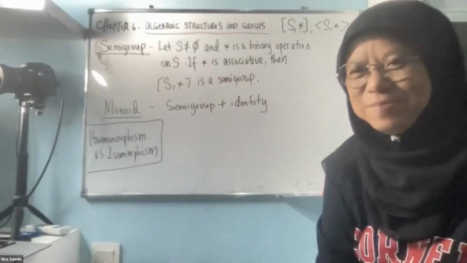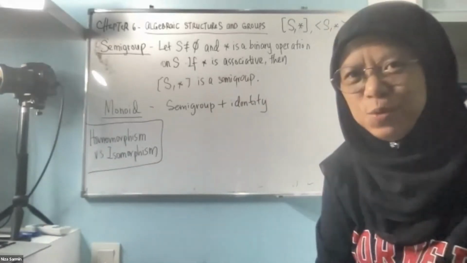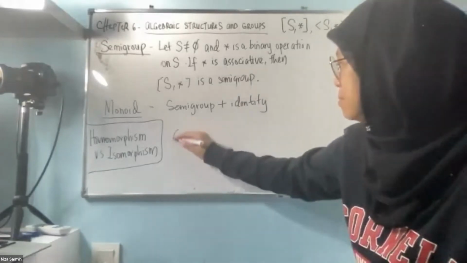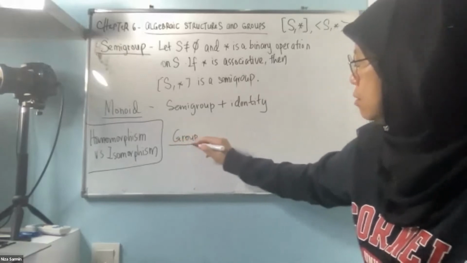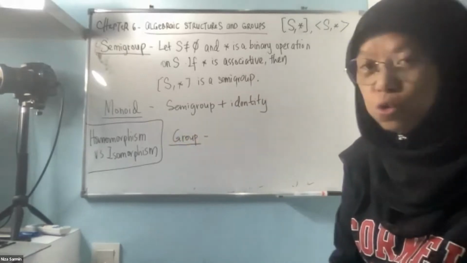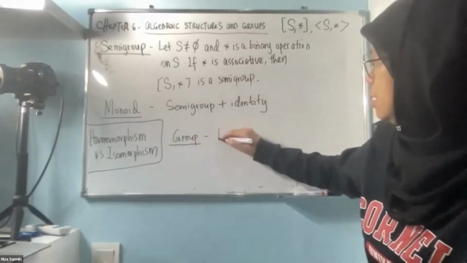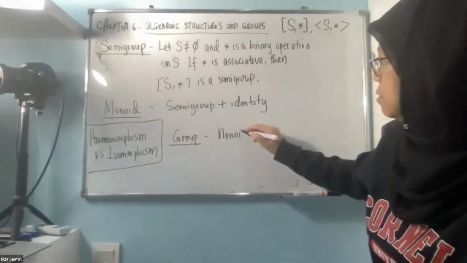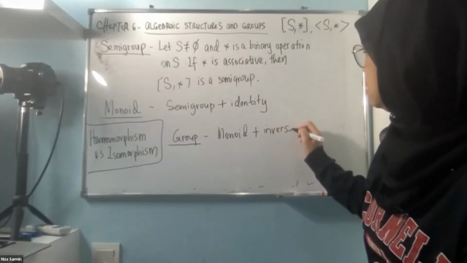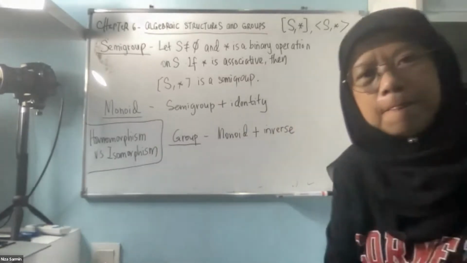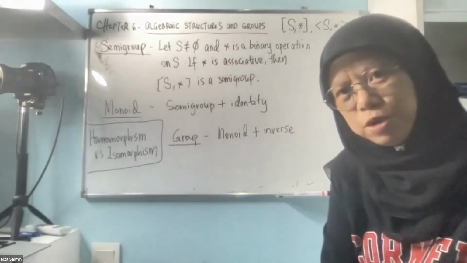Till later, because I want to finish this with groups, yeah? Okay, now for groups, a group is a monoid plus inverse. Okay, monoid plus inverse.